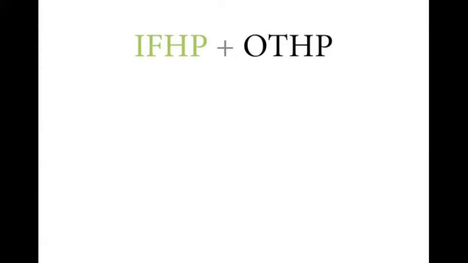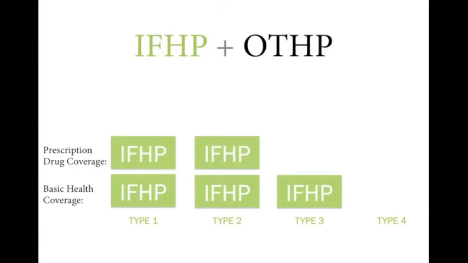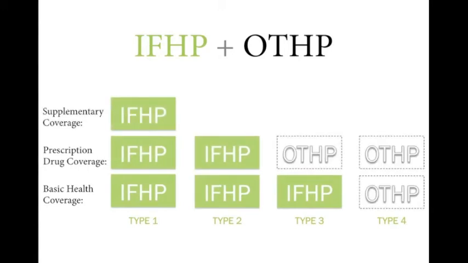IFHP offers refugees and refugee claimants different types of basic health, prescription drug, and supplementary coverage. Meanwhile, OTHP offers basic health and drug coverage for claimants no longer covered by IFHP as a result of recent cuts to the program. As a supplement to IFHP, only claims rejected by IFHP can be submitted to OTHP.